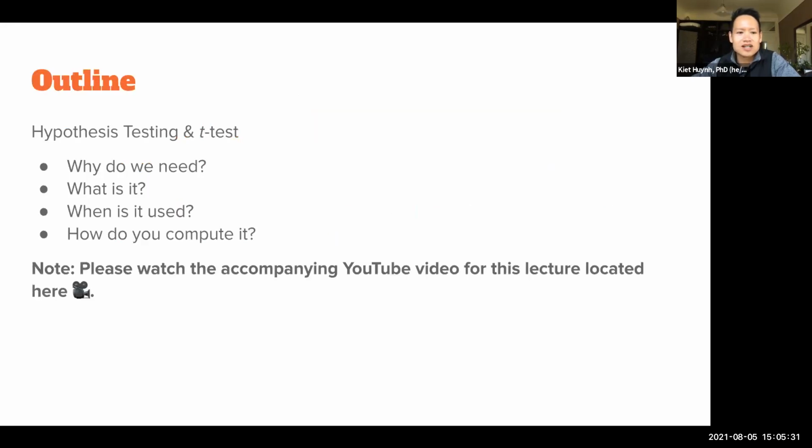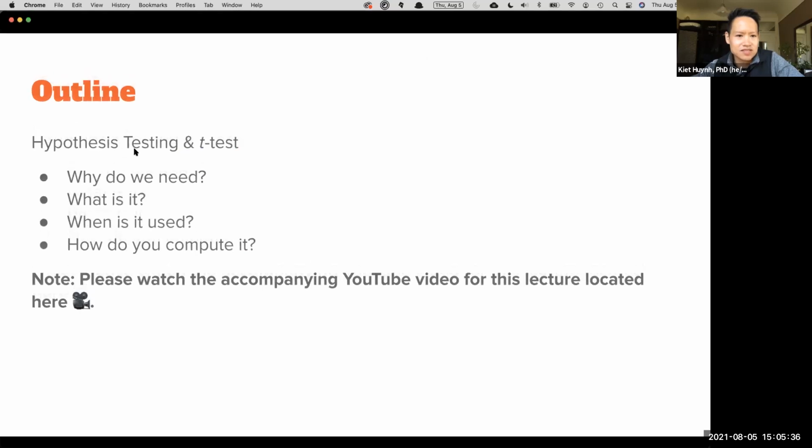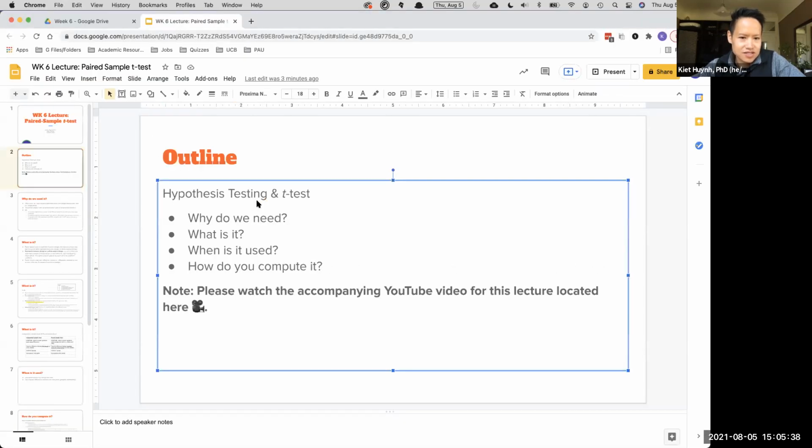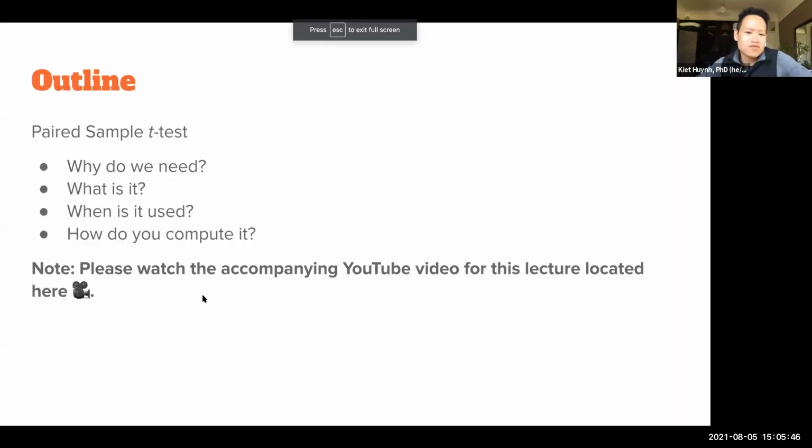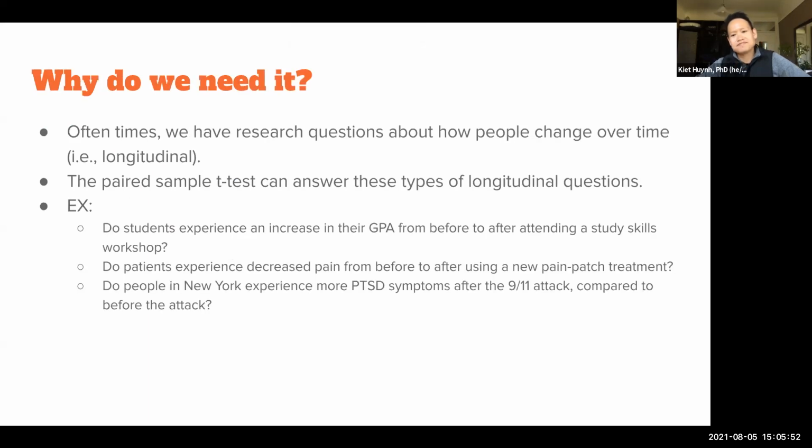All right, so we'll talk about the paired sample t-test, and we'll go over the similar structure: why we need it, what is it, when is it used, and how do you compute it. Why do we need it?